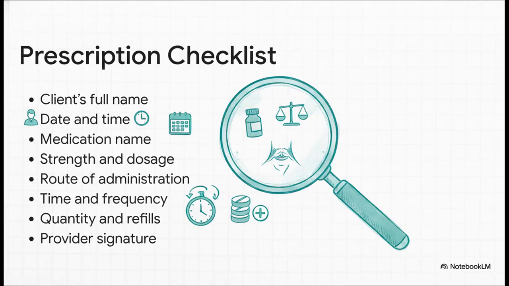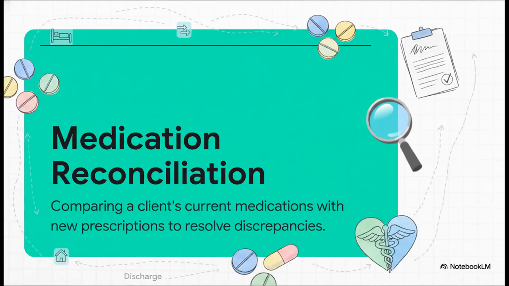I want you to burn this list into your brain. This is your safety checklist. Every single time you look at a prescription, you are mentally checking off these 8 items. If even one of them is missing, or it's illegible, or it just doesn't feel right, you stop. You do not pass go, you clarify with the provider. No guessing. Ever.